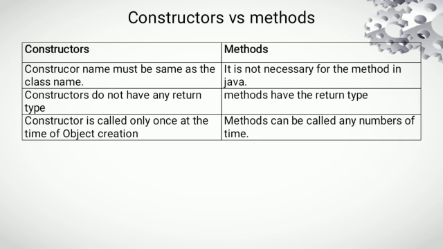Last, constructor versus methods. The constructor name must be same as the class name, but in a method, it is not necessary in Java. Constructors do not have any return type. Methods have the return type. Constructor is called only once at the time of object creation. Method can be called any number of times.